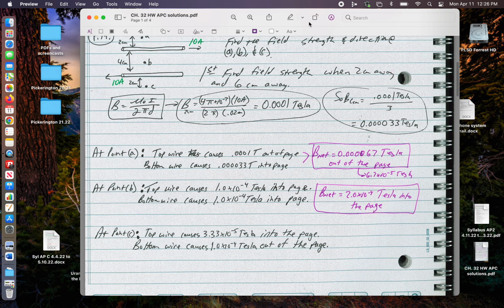So I'm going to go ahead and type that in. B net, not newt, equals 0.00067 Tesla out of the page. Not sure why I forgot to do that, but I forgot to do that.